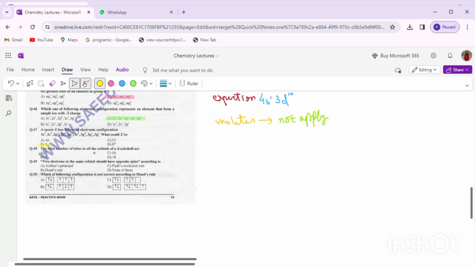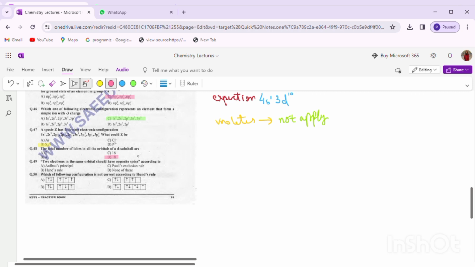Now 48th MCQ: the total number of lobes in all the orbitals of the d subshell. They are asking us about the lobes in the d subshell, right? And we know that there are 18 lobes. There are 18 lobes, very basic, right? There are 18 lobes in the d subshell.